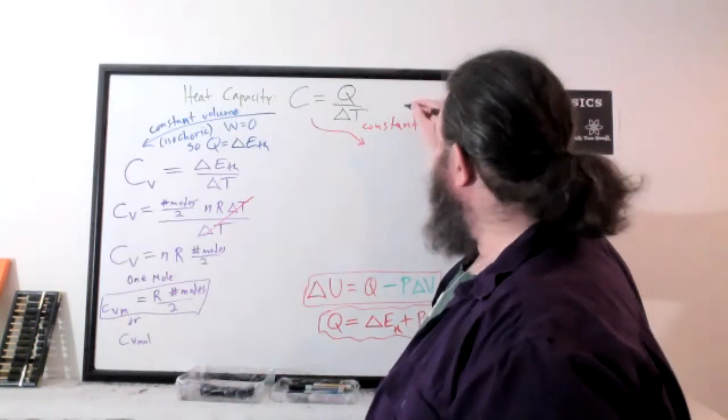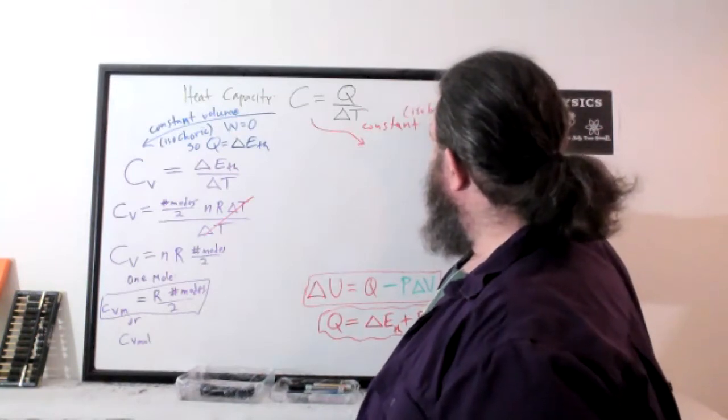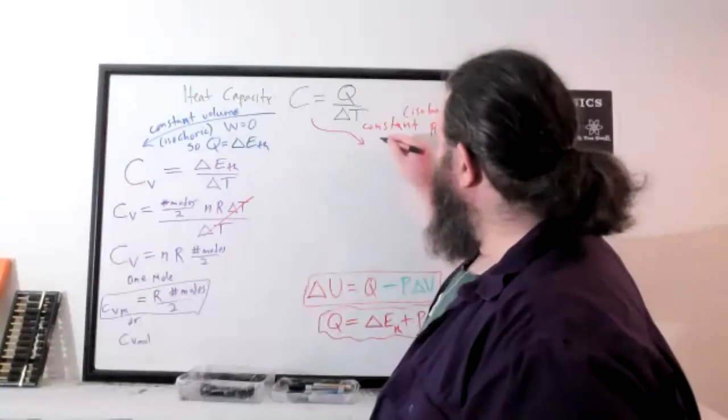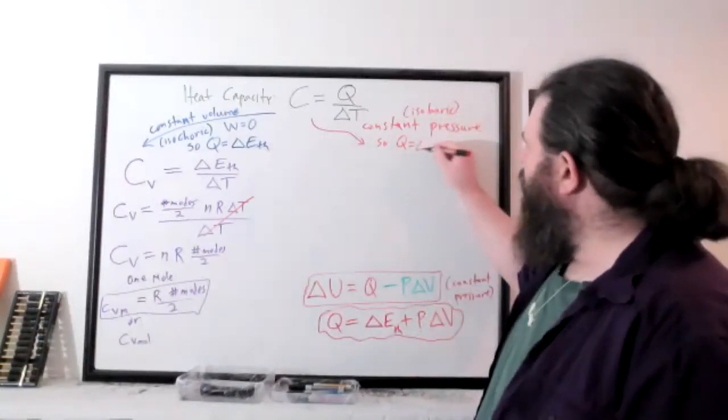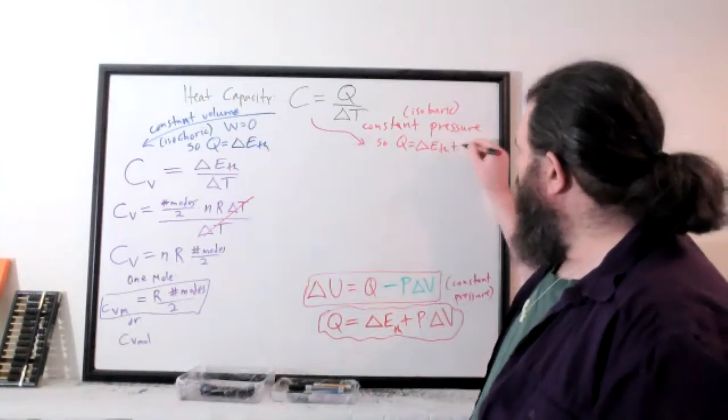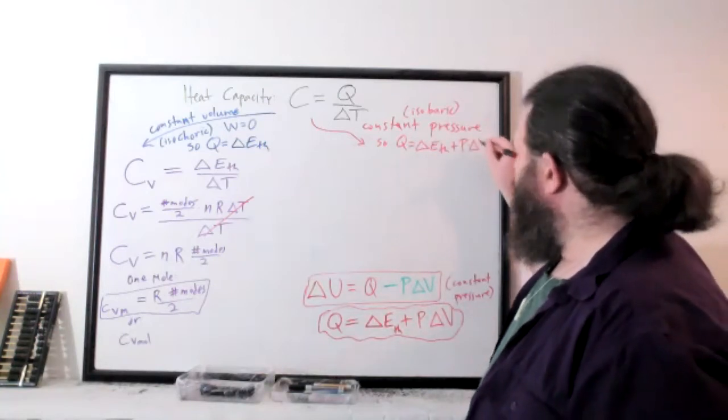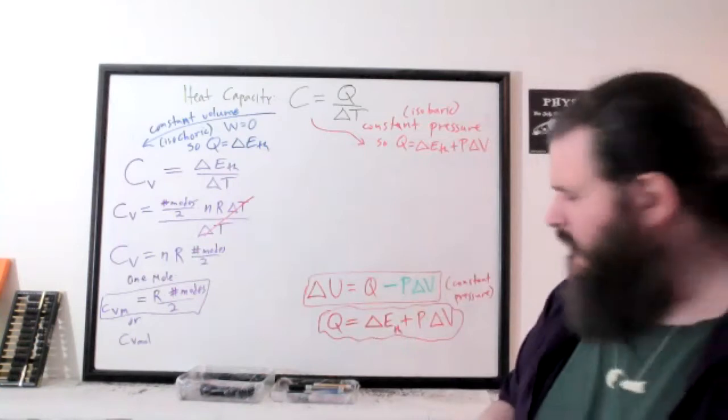In other words, isobaric. That means we can replace heat with not just delta E thermal, but delta E thermal plus P delta V. And let's see what that looks like.